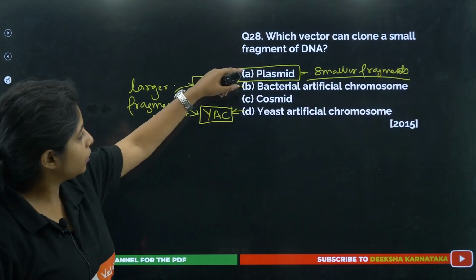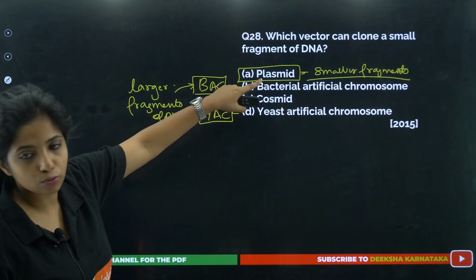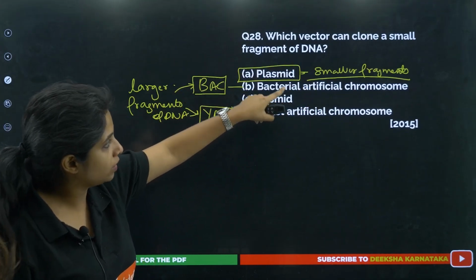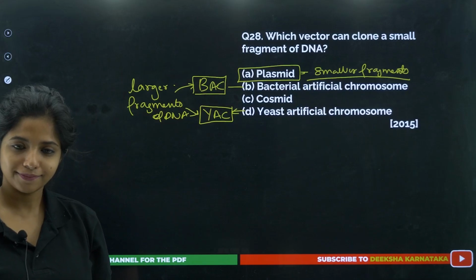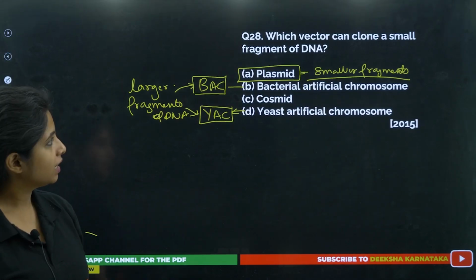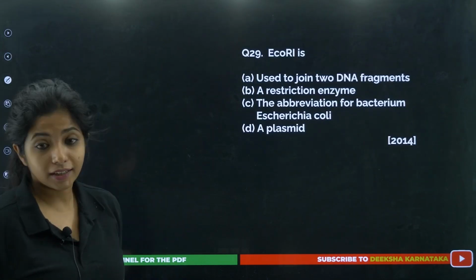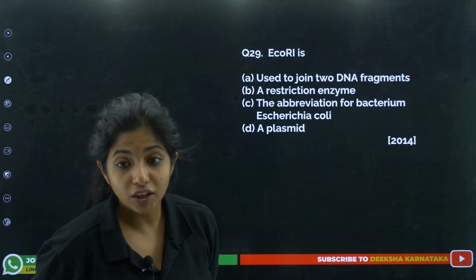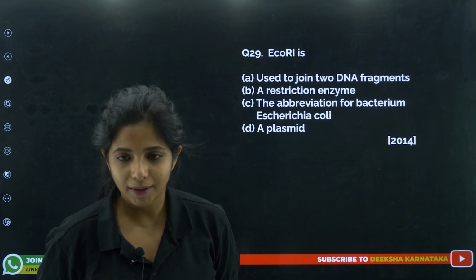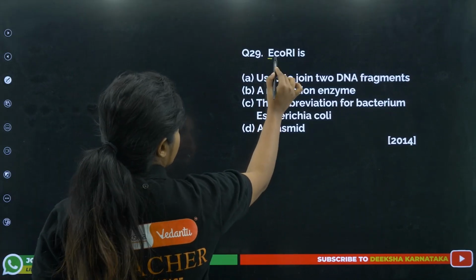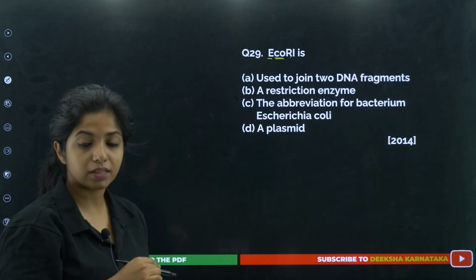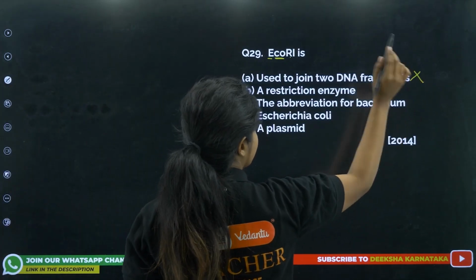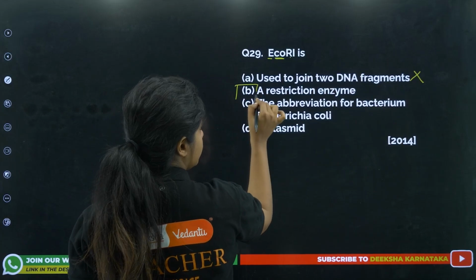Smaller fragments. After plasmid comes cosmid. After cosmid comes these two guys. Okay, so in the order, this is the one that carries the smallest fragments, then comes cosmid, then comes these two. Okay, cool, please remember it. Next question, EcoR1 is what? Is a restriction enzyme. Okay, it is what? A restriction enzyme derived from Escherichia coli. So Escherichia coli, and R1 is the strain's name. Okay, it is the name of the strain. So used to join two DNA fragments, no children, it is DNA ligase which is used to do that. It is a restriction enzyme, exactly correct.